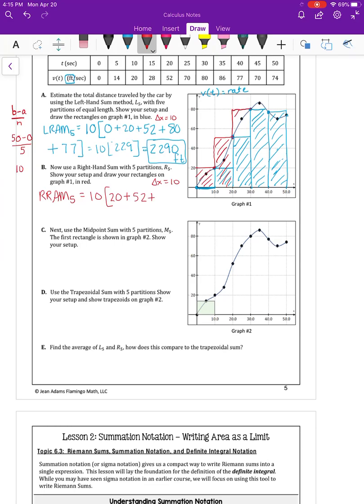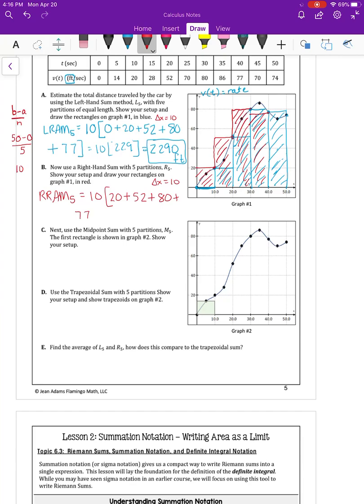So I'm going to use the function's value at 10, which is 20. And then I'm going to use the right hand and calculate that area. So that one is the function's value at 20, which was 52.